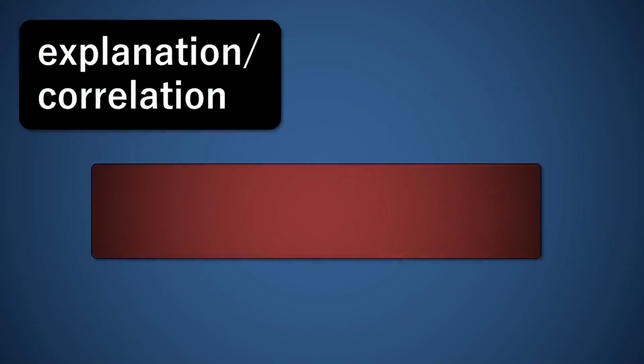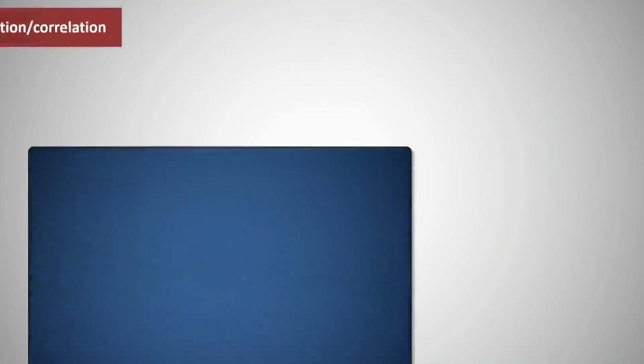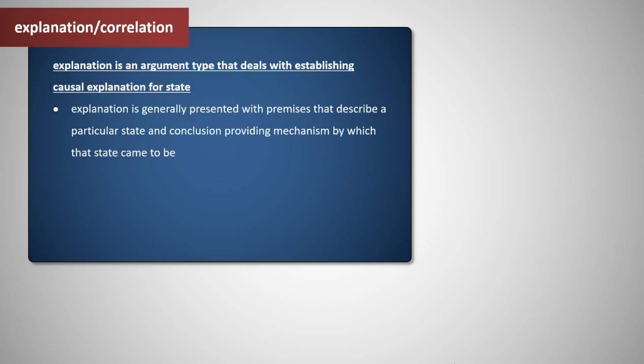Okay, so let's take a look at the explanation and correlation relationship. So, what is the explanation or correlation argument type? Explanation is an argument type that deals with establishing the causal explanation for a state. An explanation type is generally presented with premises that describe a particular state and a conclusion which provides the mechanism by which that state came to be.